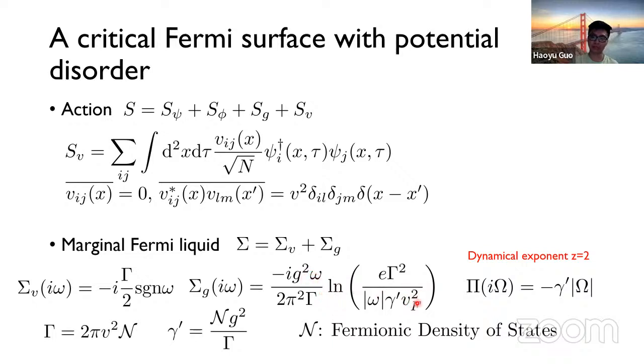omega log omega. Then on the bosonic side, the criticality has also been modified. It's now no longer z equals 3 dynamical exponent, but instead it's equal to 2. So the boson self-energy is linear in omega.